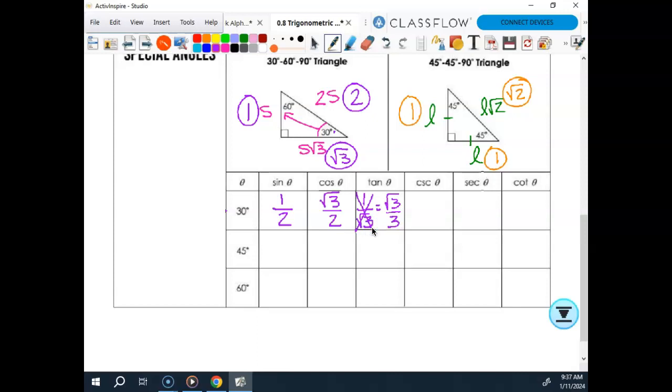Okay. Cosecant is the reciprocal of what? Sine, so that means it's just 2. Secant is the reciprocal of cosine, so that's 2 over the square root of 3, and then what does that become? Good, 2 square root of 3 over 3. And what would the cotangent be? Square root of 3, very good. Okay. Everybody good with all this so far?